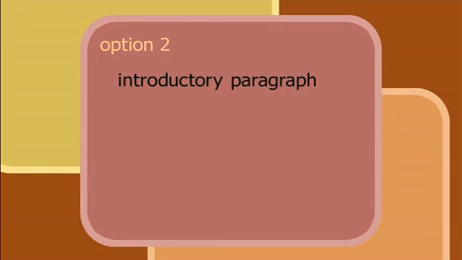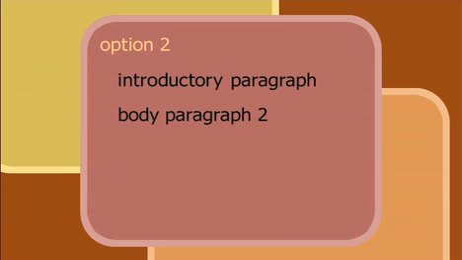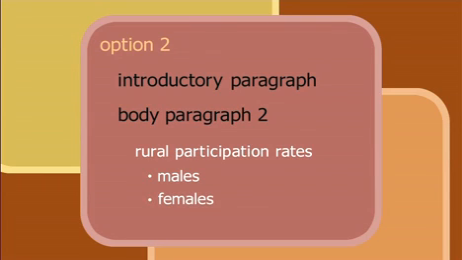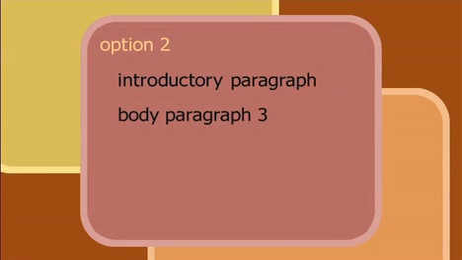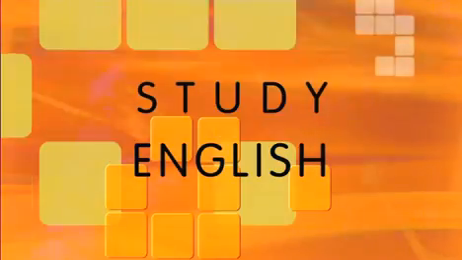Or you could try option 2 and divide the essay up into 3 body paragraphs, 1 for each of the locations. The essay would be structured like this, with an introductory paragraph, as always, then 3 body paragraphs. Body paragraph 1 would discuss urban participation rates for males and females. Body paragraph 2 would discuss rural participation rates for males and females. And body paragraph 3 would be used to discuss remote participation rates for males and females. There's no clear answer as to which way is better. They are both correct. But remember that your essay needs to be at least 150 words.